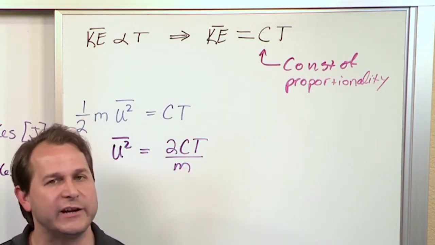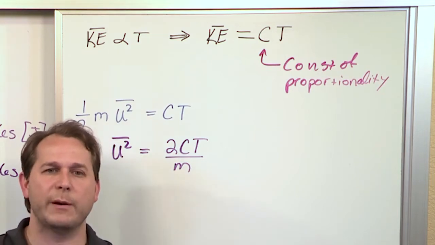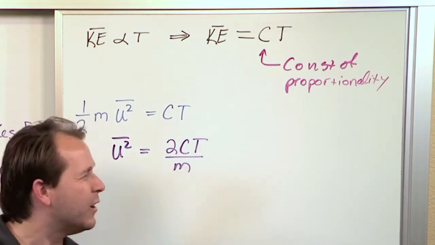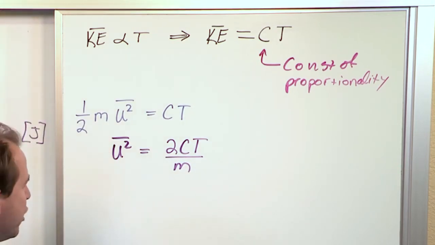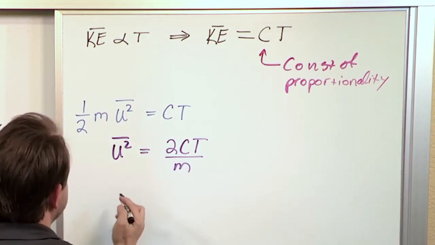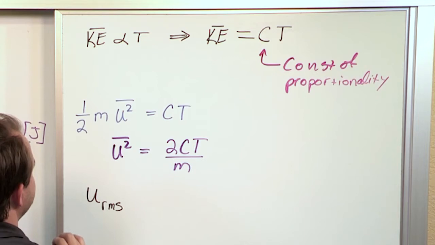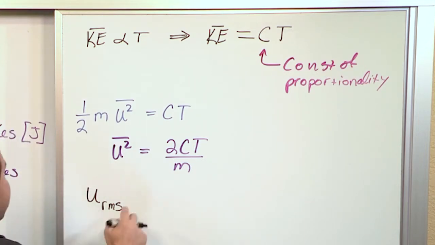But I just told you a second ago, we want to calculate a representative value for the average speed of a single gas molecule. So we don't want the average of the squares. We want to take the square root of this guy, and we call that URMS. And I'll explain why we call it RMS in just a second.